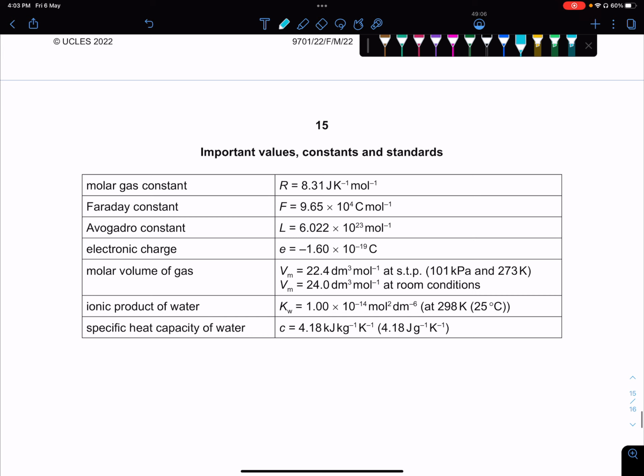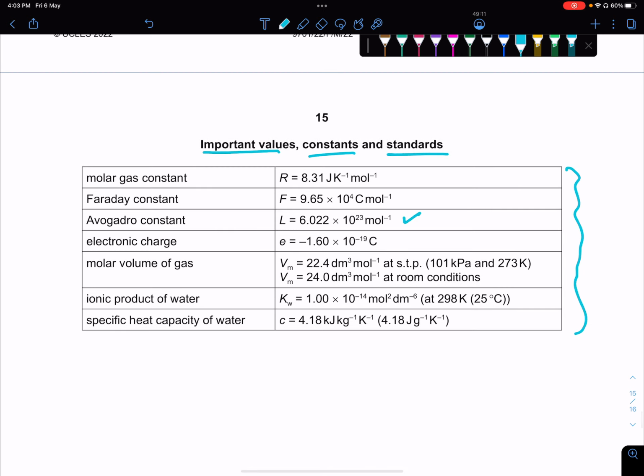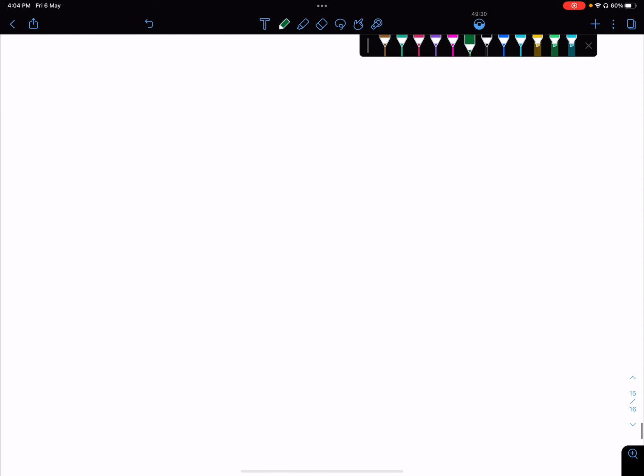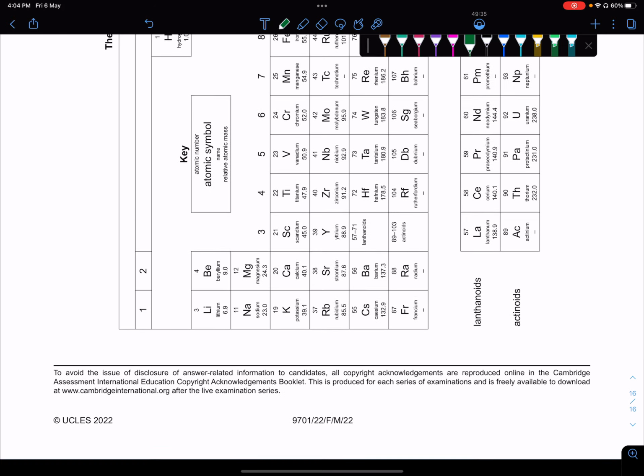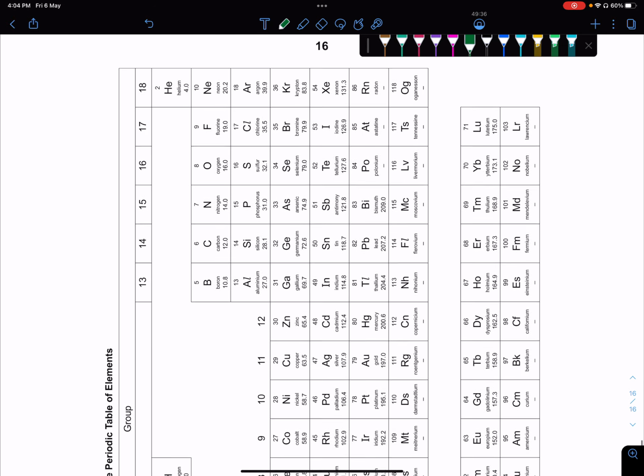Important values and constants are given to you here. Avogadro's constant is important, and specific heat capacity is used in Q equals mcΔT. And what else do you need? This is the molar gas constant, used in the general gas equation, PV equals nRT. This is R, 8.31. Everything will be given to you in the exam, and there's a periodic table, like the one that was in the data booklet. Now they have attached it at the end of the exam paper, so you can use it from there.